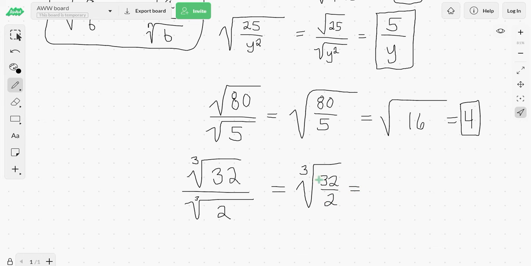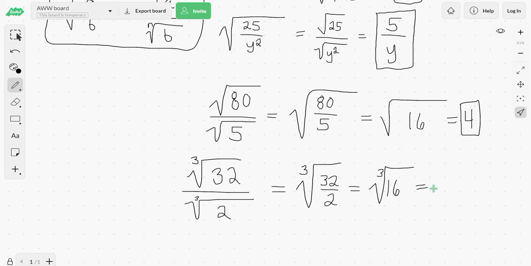Writing it as a single radical, then we can divide. And now we've got the cube root of 16. Notice the cube root of 16 is not 4 like the square root of 16 is. So we need to think of perfect cubes which would divide into 16. Well, the only useful one is 8.